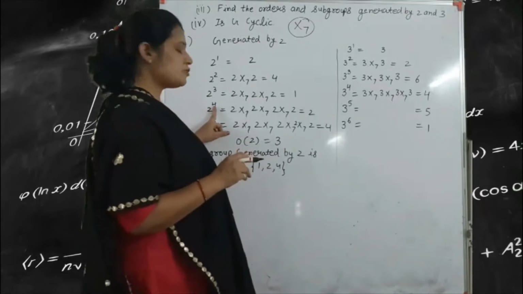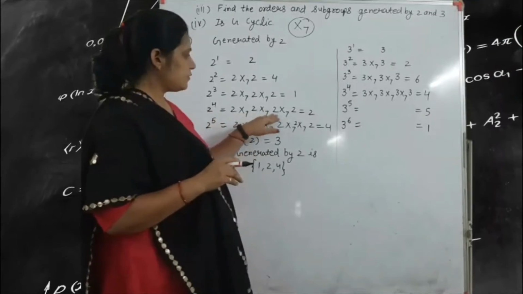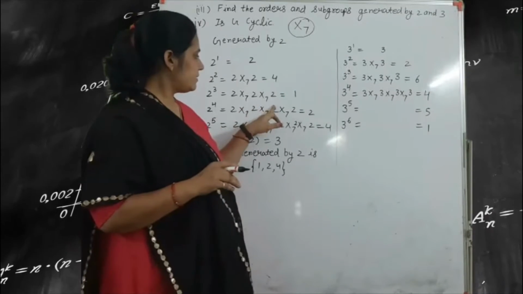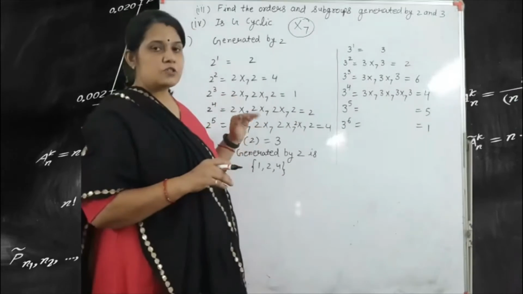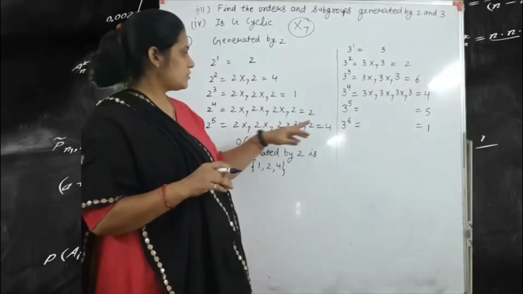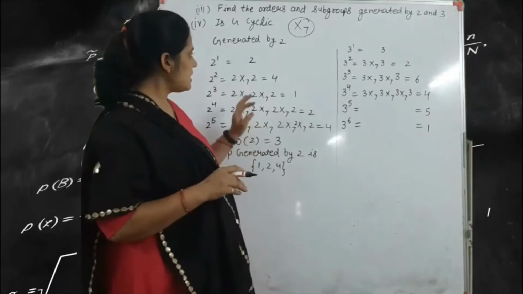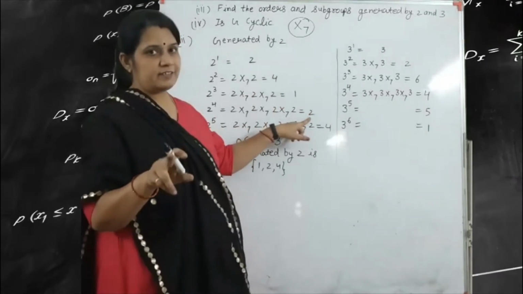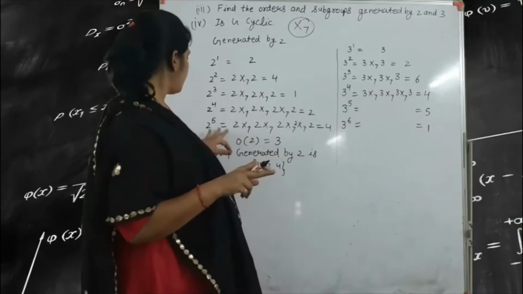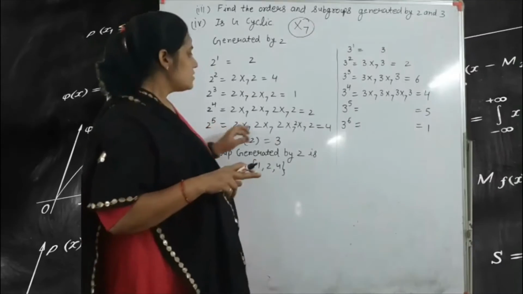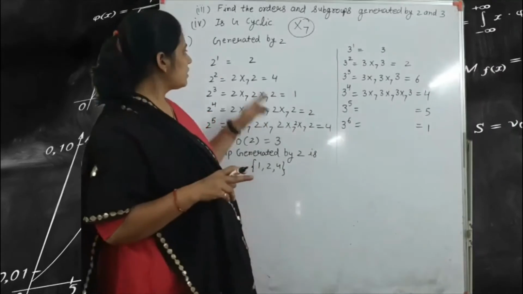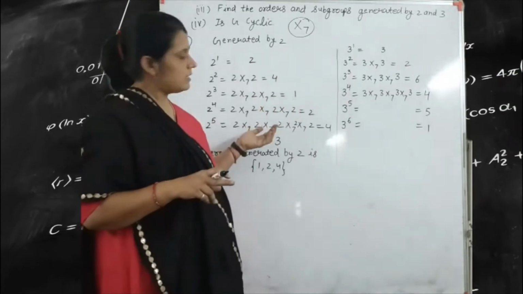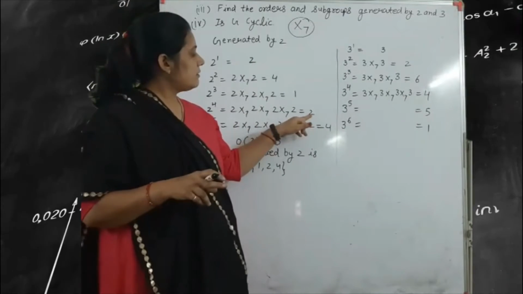Okay. Next is 2 raised to the power 4. So we write this step 4 times: 2 times 2 is 4, times 2 is 8, times 2 is 16. So 16 divided by 7, the remainder is 2. So see here: 2, 4, 1, and again we repeat the number 2. If we find 2 raised to the power 5, we get 4.